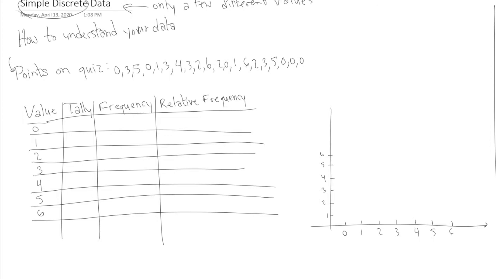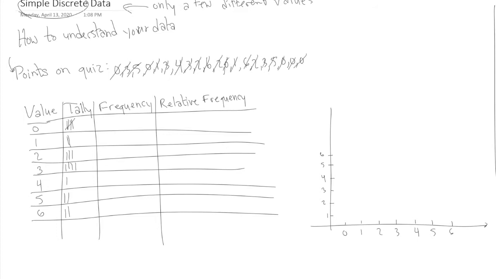So when you're working with simple discrete data, where there's only a few possible different values, what you want to do is just go through from left to right. The value is the number that it takes on, so the number of points on the quiz in this case. I'm going to look from left to right. 0, I'm crossing out, and I'm going to put a tally in the 0 row. Next one is 3, so I'm putting a tally there. 5, 0, 1, 3.